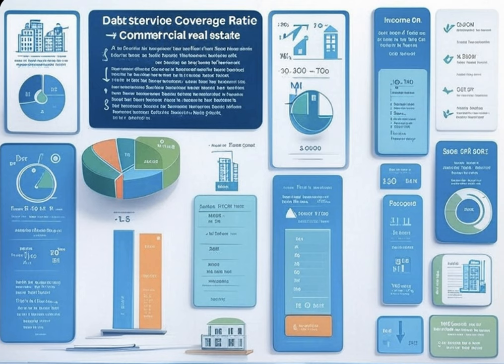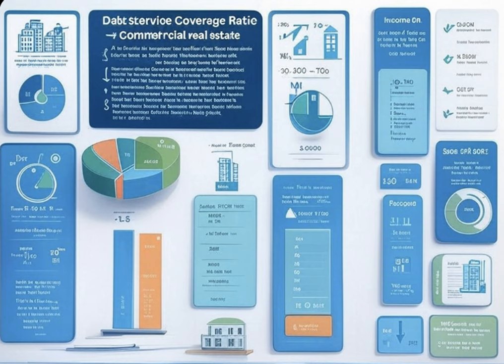Now, what about properties with fluctuating income, like that seasonal retail example we talked about, or a hotel? How do you analyze DSCR for those? That's a really good question, and it brings up an important point about using the average NOI.